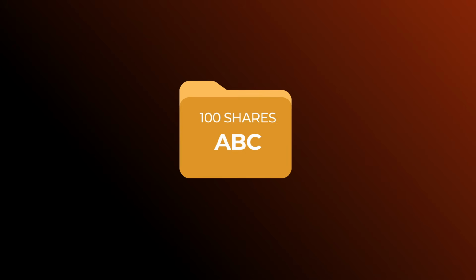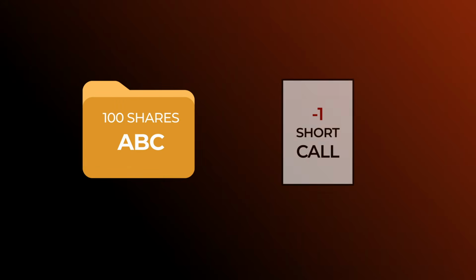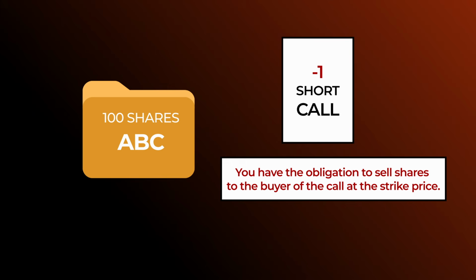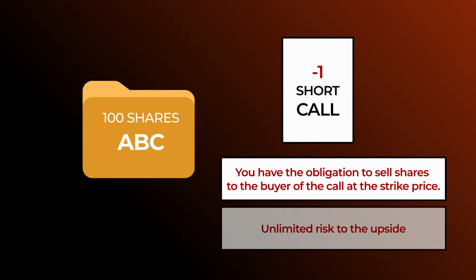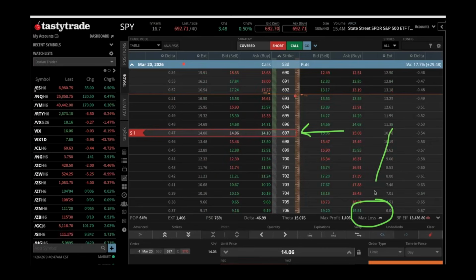And the covered call consists of a basic strategy. You have 100 shares, and then you decide to sell a call against it. Selling a call is a basic strategy with advanced risk. Because if you sell a call, you have the obligation to sell shares to the buyer of the call at the strike price. And you technically have unlimited risk to the upside. As you can see down here, it's unlimited risk to the upside, the max loss.